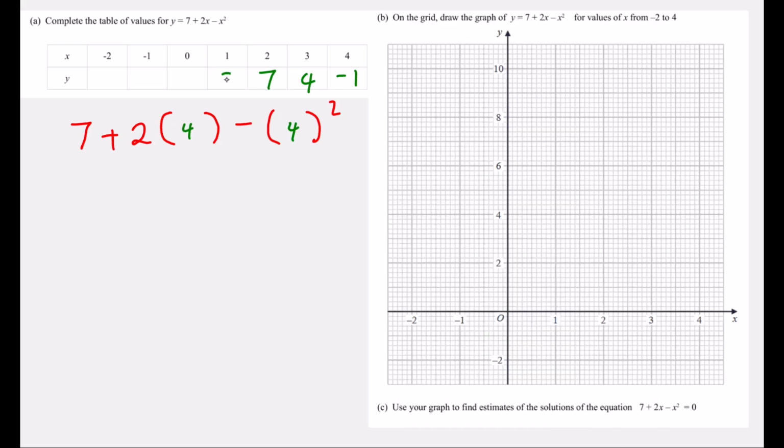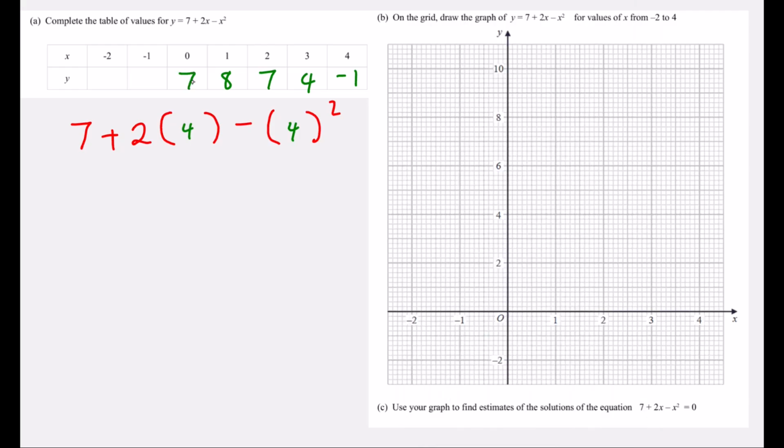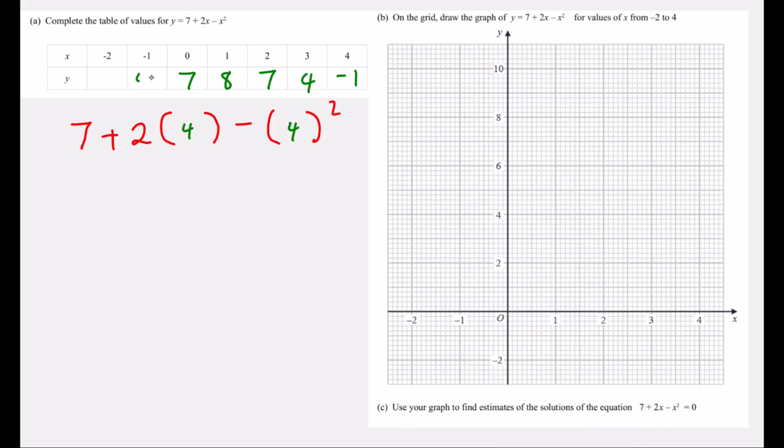That's 8. 0 is going to be 7. And the pattern's going to repeat. I will finish it. So negative 1, this is going to be 4. I won't finish it. So we've got 8, 7, 7 on both sides. So 8 in the middle, then 7, 7, 4, 4. It's going to be minus 1, minus 1.